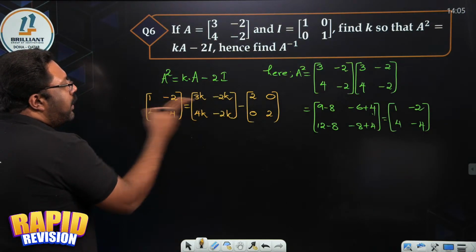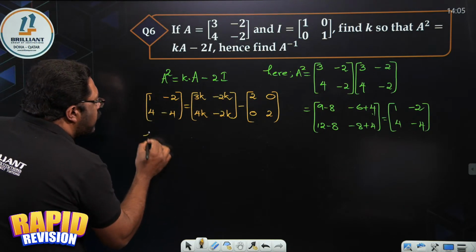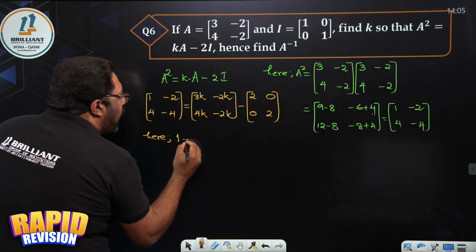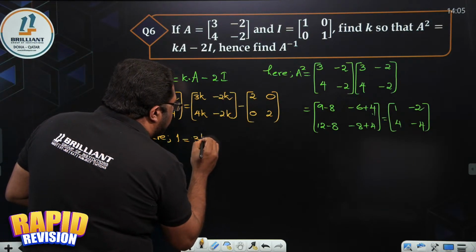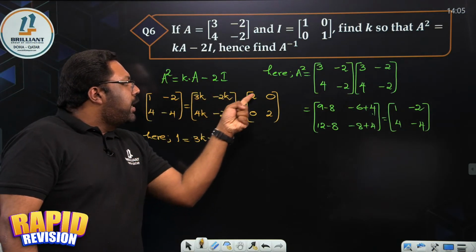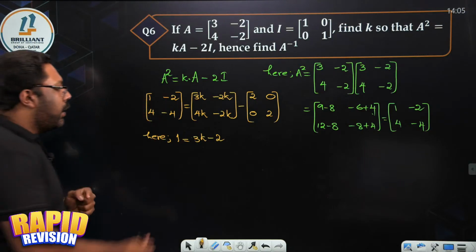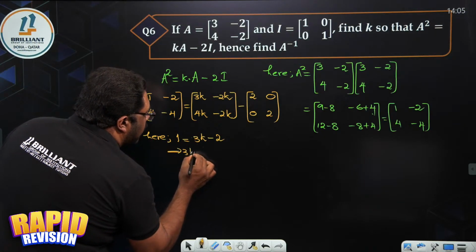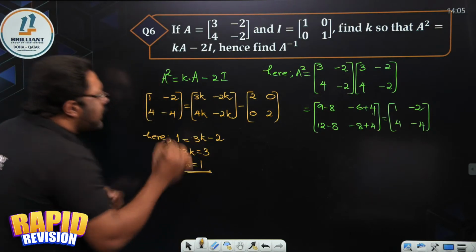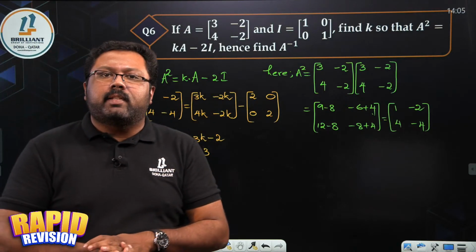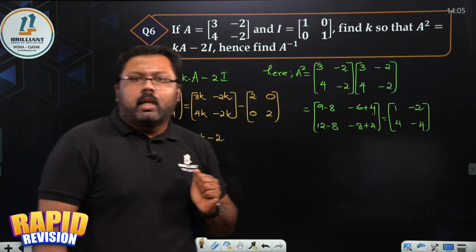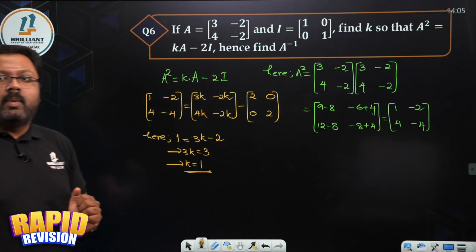Okay, now from this I'm supposed to find the value of k. So can I say that the first element on the left side is 1, and when compared to the right side, the first element is 3k minus 2? Solve, please. 3k equal to 3, k is equal to 1. This alone is a very good question to be asked. Find the unknown value from the matrix equation.